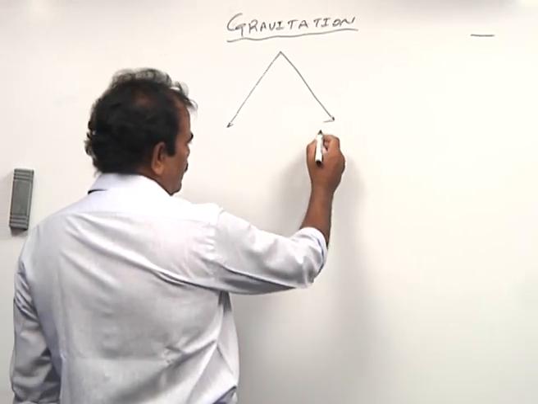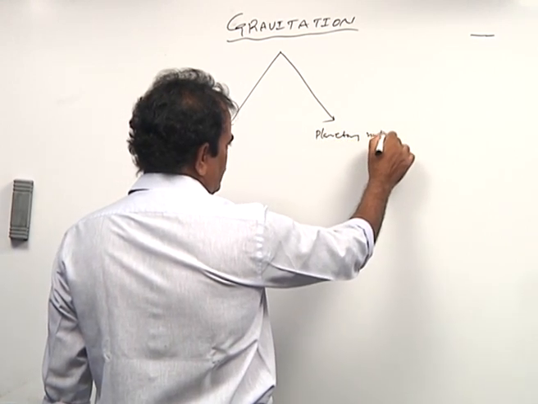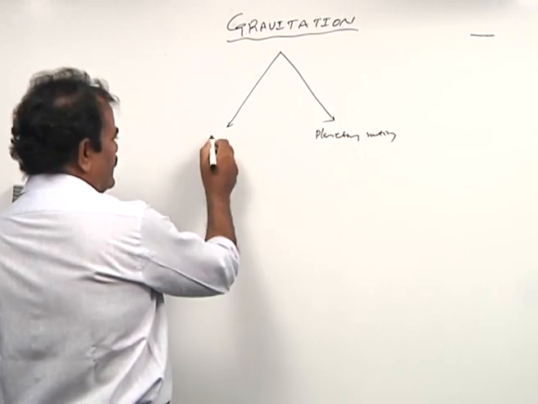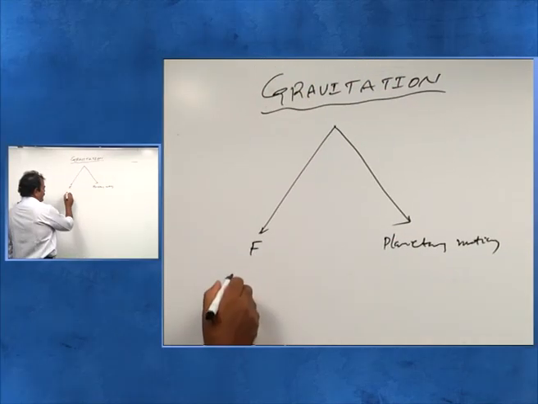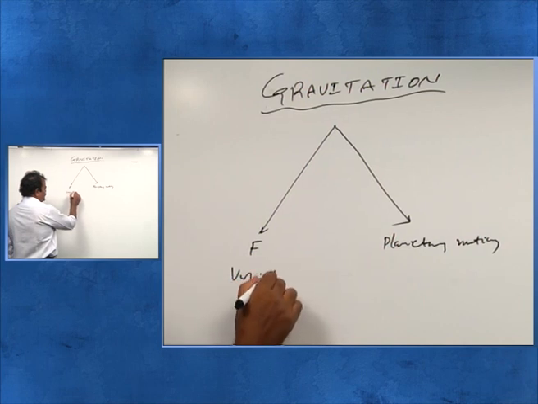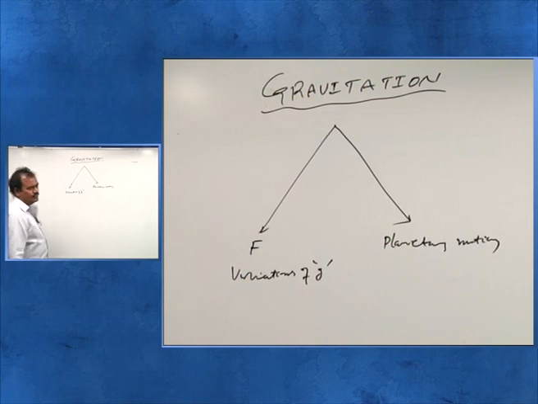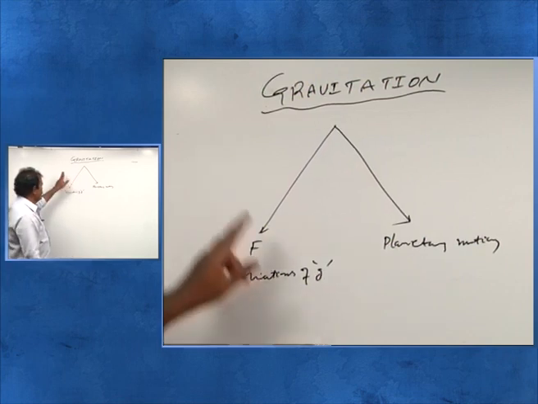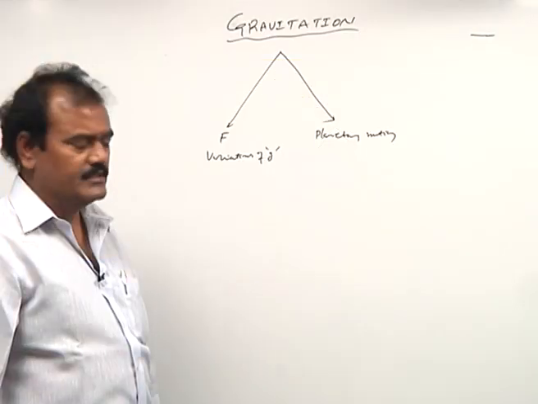The next one is planetary motion. That is in the second phase, planetary motion. And here it is the inverse square law of gravitation, and thereafter variations of small g. So these are the two phases of gravitation. In these two phases, first of all, we come to the inverse square law of gravitation.